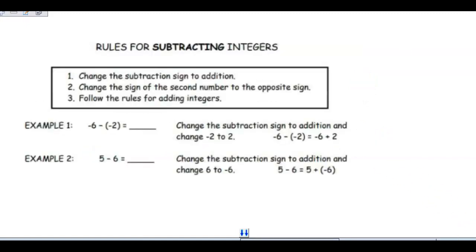So these are the rules: we're going to change the subtraction sign to addition, and then we're going to change the sign of the second number to the opposite sign, and then follow the rules for adding integers. Our first example is negative 6 minus negative 2. So we're going to change it from subtraction to addition, and then negative 2 becomes positive 2. Because I have different signs, I'm going to subtract. 6 minus 2 is 4. And with negative 6, there are 6 negatives and 2 positives, so it's going to be a negative 4.